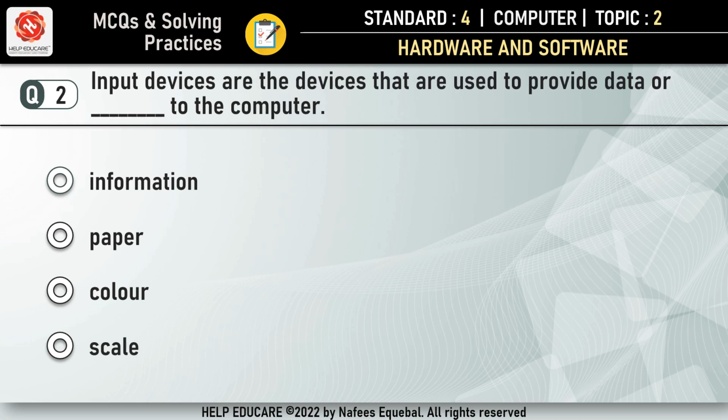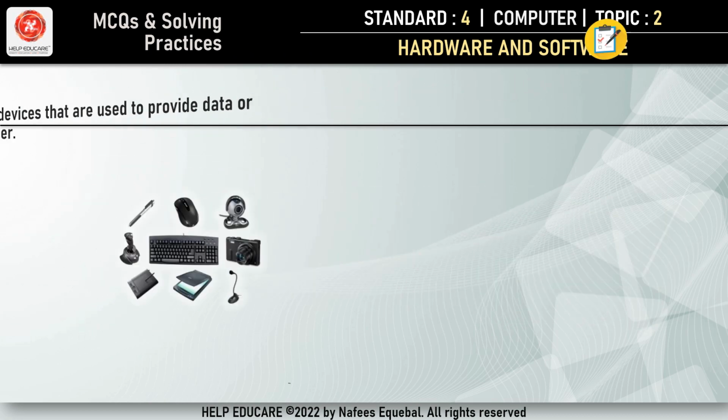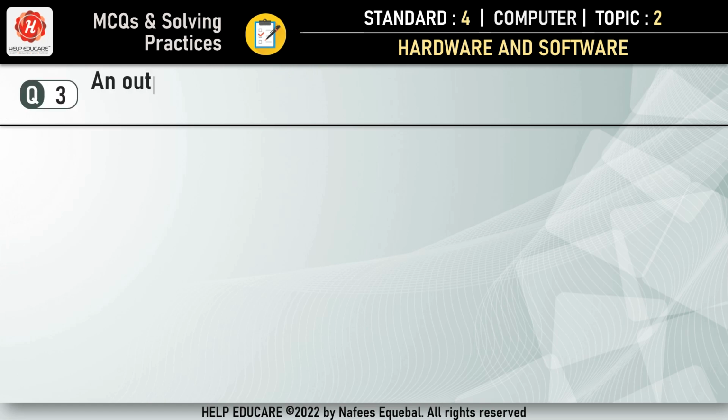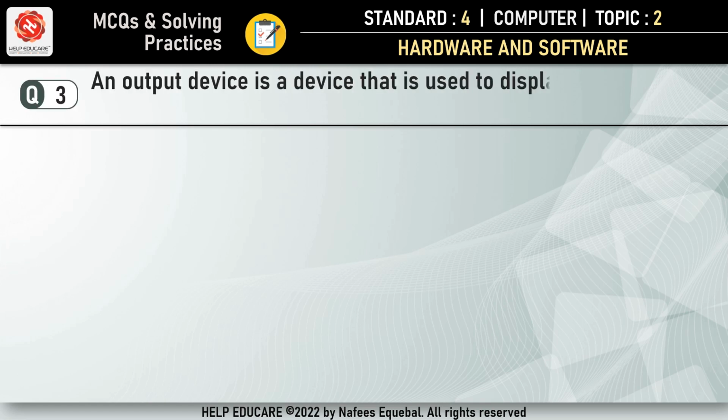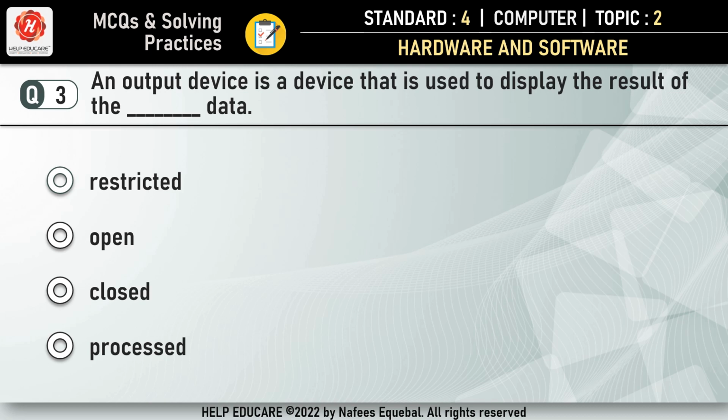Answer will be displayed in 10 seconds. Correct answer is information. Question number 3. An output device is a device that is used to display the result of the dash data. First option, restricted. Second option, open. Third option, closed. Fourth option, processed.